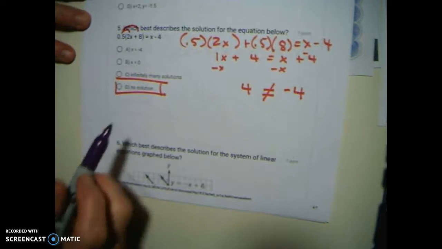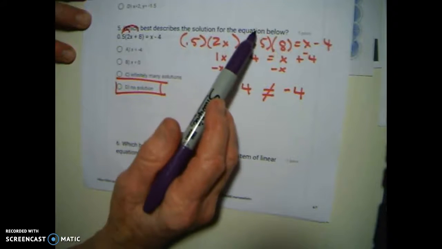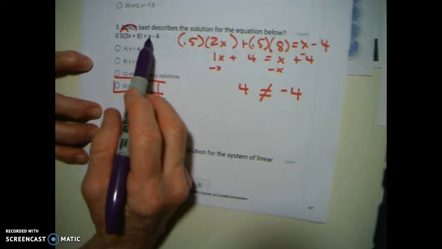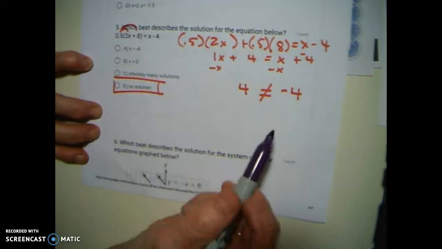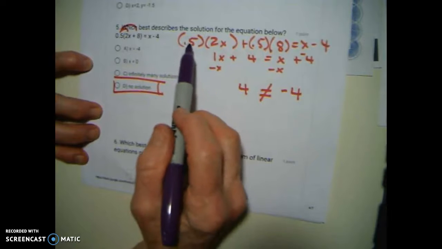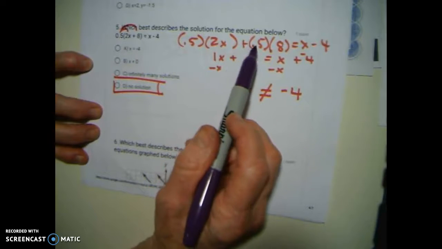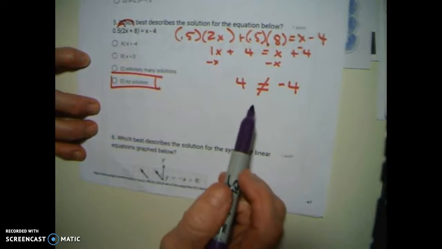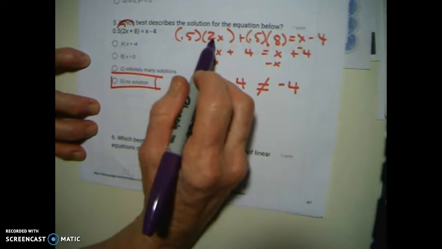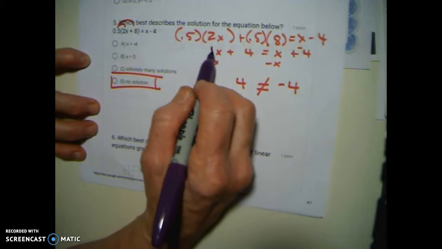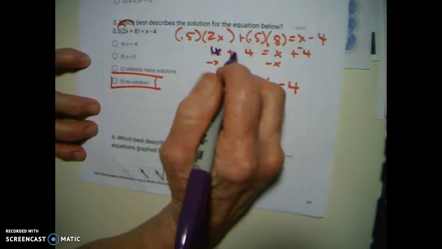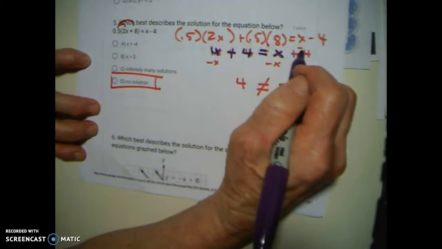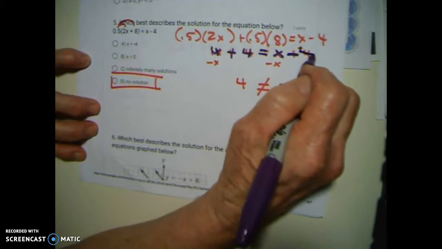Number 5, which best describes the solution for the equation below. So it gives me an equation that I need to distribute and figure out what that means. I set it up. 0.5 times 2x plus 0.5 times 8 equals x minus 4. So I know 0.5 is the same thing as 1/2. 1/2 of 2 is 1, so I'm left with 1x. 1/2 of 8 is 4. 1x plus 4 equals x plus a negative 4, or x minus 4.